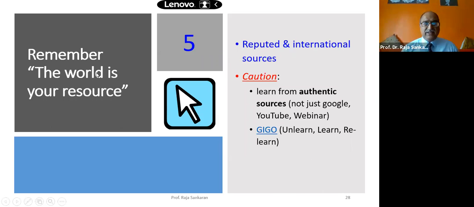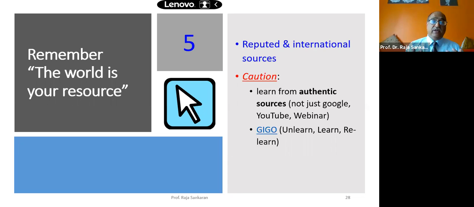Step number 5 is remember that the world is your resource. So do not be narrow focused. There are a lot of resources available, but the word of caution is, again, look for authentic resources. Simply, I would avoid relying on Google Scholar, or nowadays there is so much information available on YouTube. Everybody can simply record and put it on YouTube. They can have their own channels. Everything is free of cost.